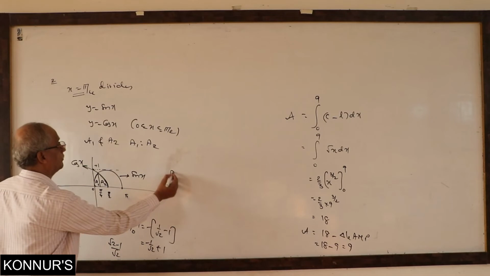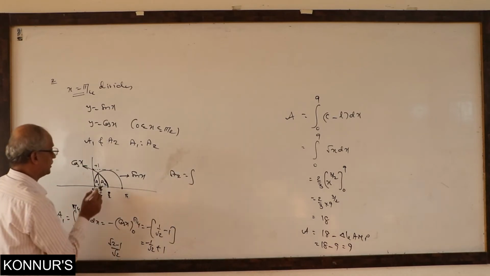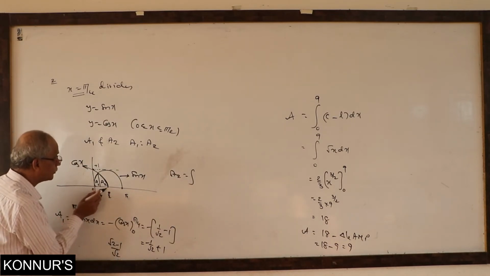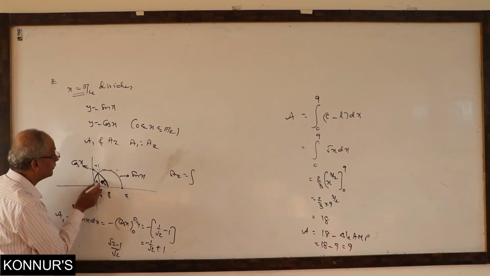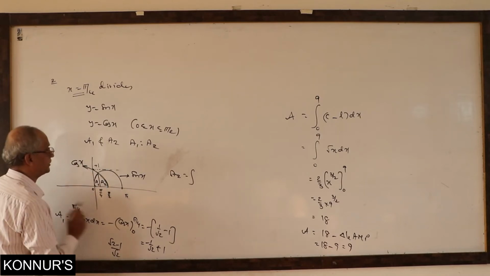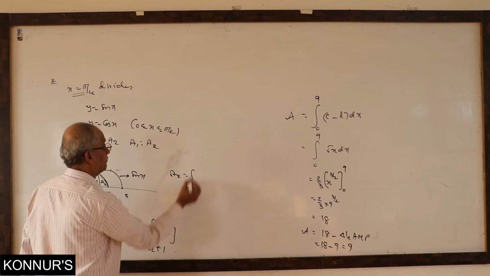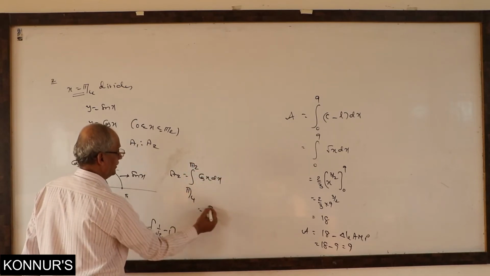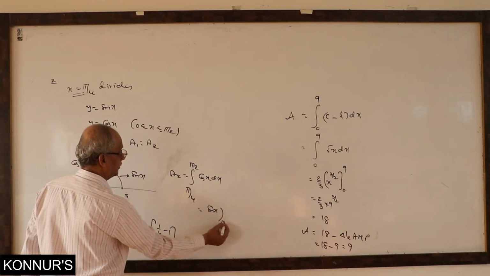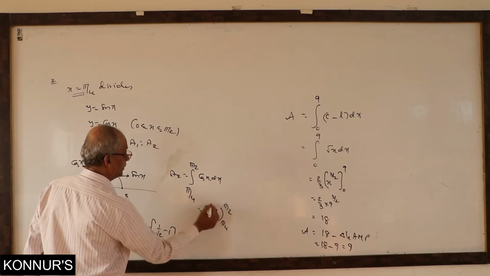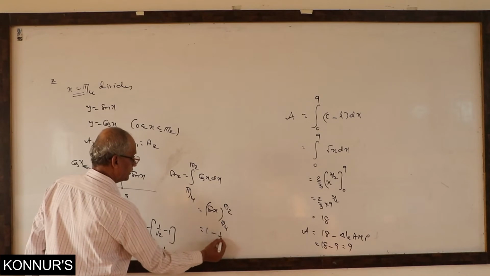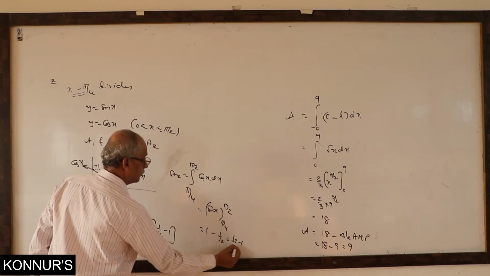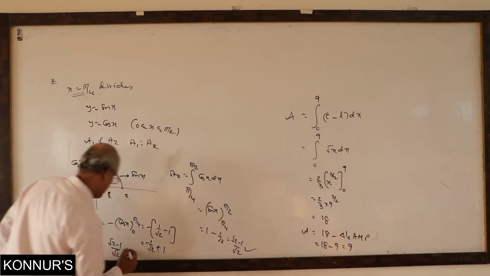Consider A2. What are the limits for this region? Pi by 4 to pi by 2. Where is this curve function? Cos x. So pi by 4 to pi by 2 cos x, and its integral is sin x. Apply limits. After LCM, what is the value? Root 2 minus 1 by root 2.